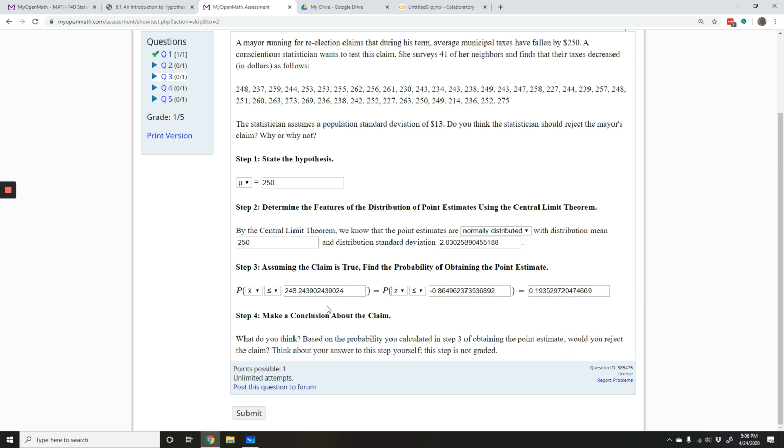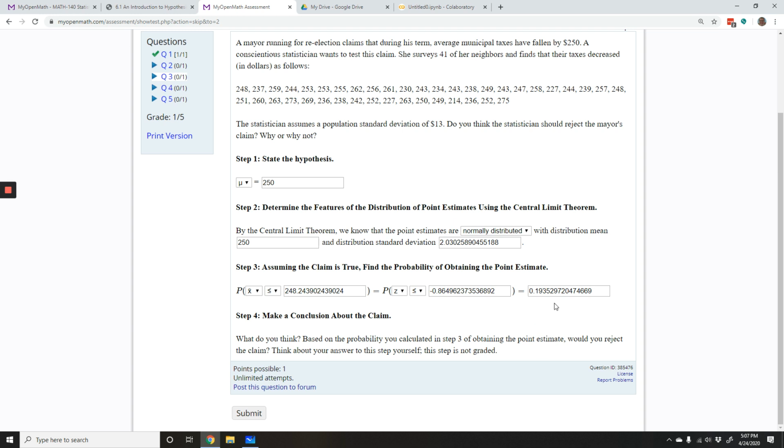Okay, so what's this saying? This is saying that if this hypothesis is true, then there is about a 19% chance that we get a sample like this with a sample mean at least as extreme as $248.24. So step 4, and for step 4 in this part, you don't actually have to answer anything, but you should think about it. What do you think? Based on the probability calculated in step 3, right here, of obtaining the point estimate, would you reject the claim?